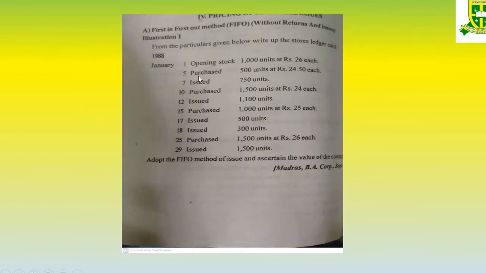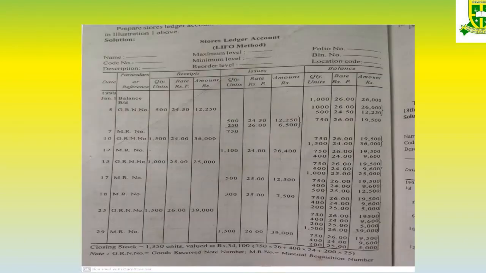And the next one is on 5th we are purchasing. How many units are we purchasing? 500 units for 24.50 rupees each. When we are purchasing, we have to make an entry on the receipt side. So GRN number, how many units you are purchasing? 500 units. What is the rate per unit? 24.50. So multiply it, you will get the amount of 12,250.